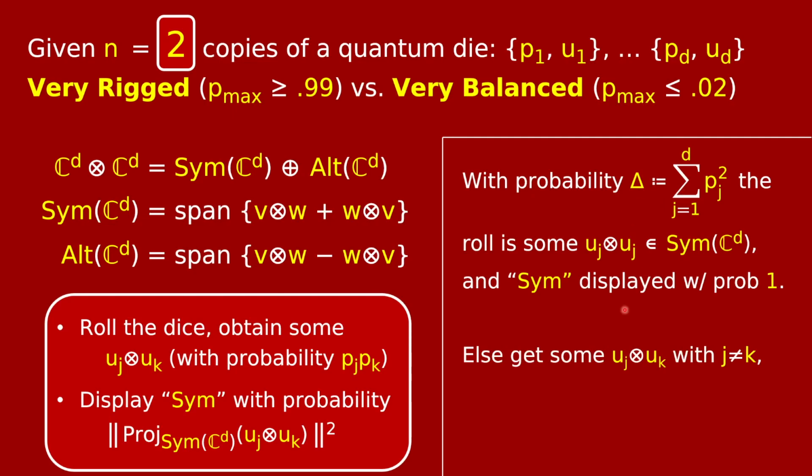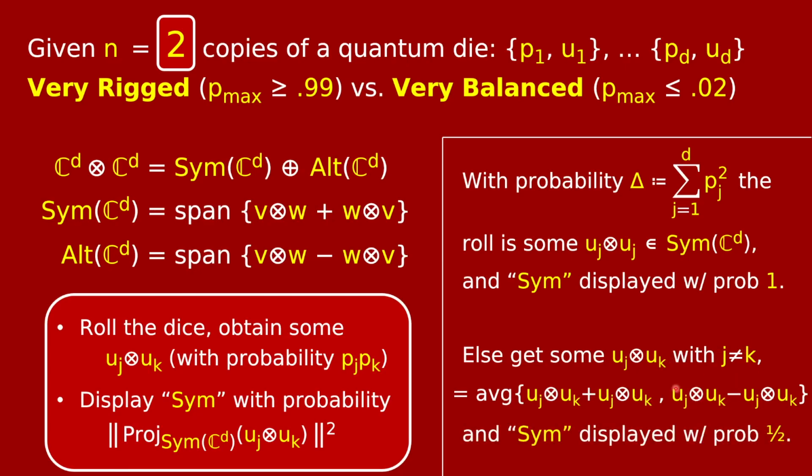Now, what about the remaining case? With the remaining probability, 1 minus delta, the outcome will be uj tensor uk, where j and k are different. And here's a simple thing you can observe. If you have uj tensor uk with j and k different, that's the average of a vector in the symmetric subspace, uj tensor uk plus uk tensor uj, and uj tensor uk minus uk tensor uj, which is in the alternating subspace. So when j and k are distinct, this tensor is basically 50-50 in the symmetric and alternating subspaces. Therefore, in this case, the chance you'll see sim is a half.